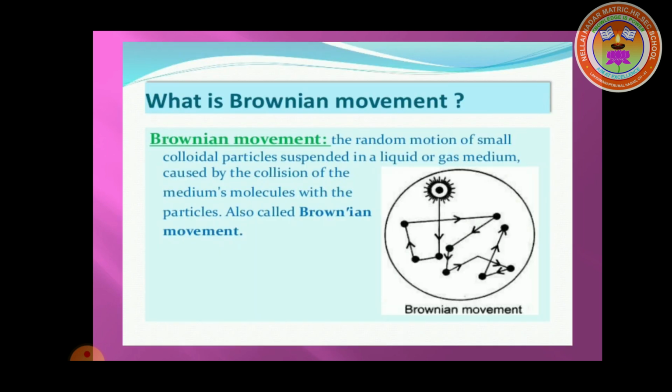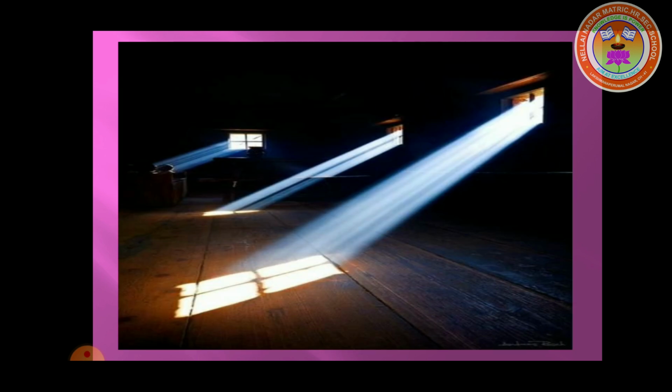What is Brownian movement? The continuous zigzag motion of the particles suspended in a gas or a liquid is called Brownian movement. So, the continuous zigzag motion of the colloidal particle is called Brownian movement. For example, let us observe a beam of sunlight entering a dark room. You will find that the dust particles are constantly moving in a zigzag manner.